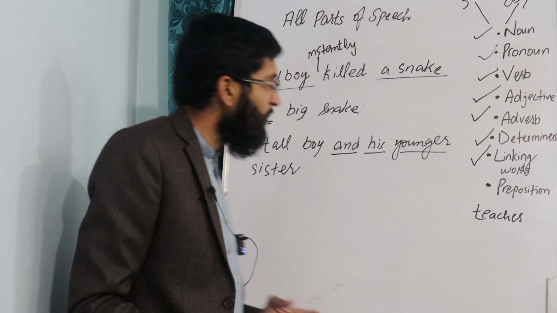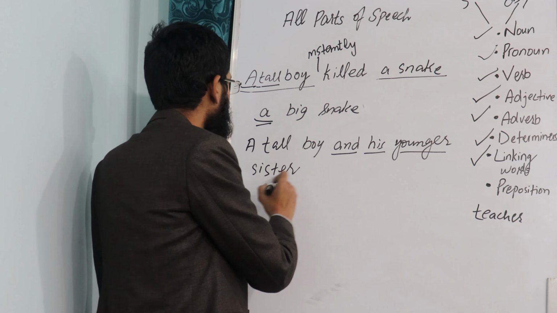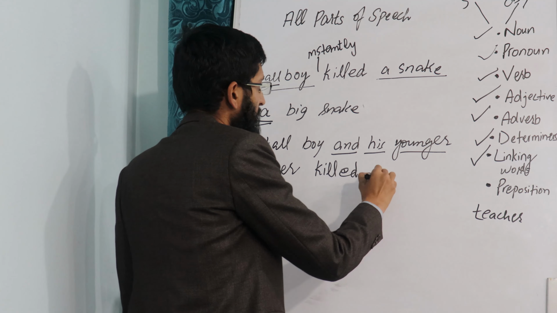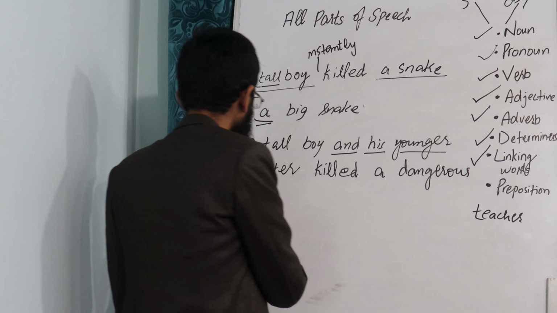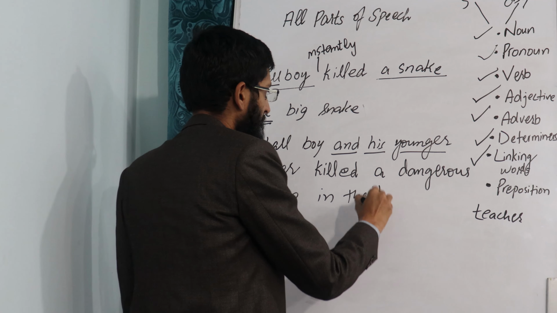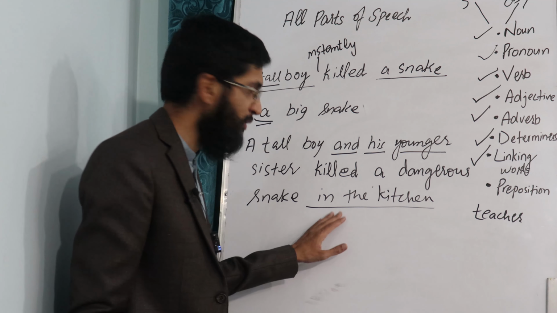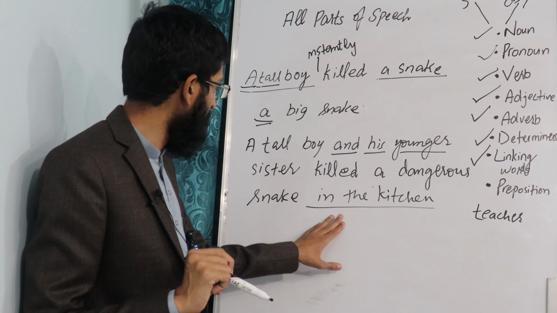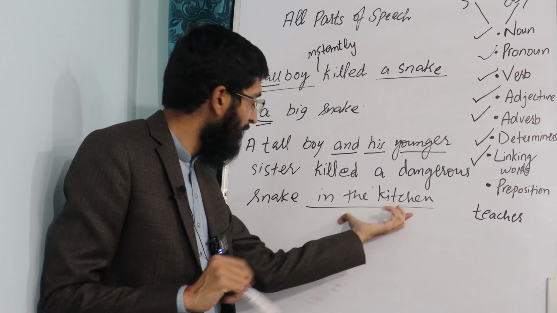Next is preposition. Where did he kill? For instance, a tall boy and his younger sister killed a dangerous snake in the kitchen. In the kitchen, the whole is a prepositional phrase. I have taught you prepositional phrases and noun phrases in previous lectures. The kitchen, noun phrase. In the kitchen, the whole is a prepositional phrase.